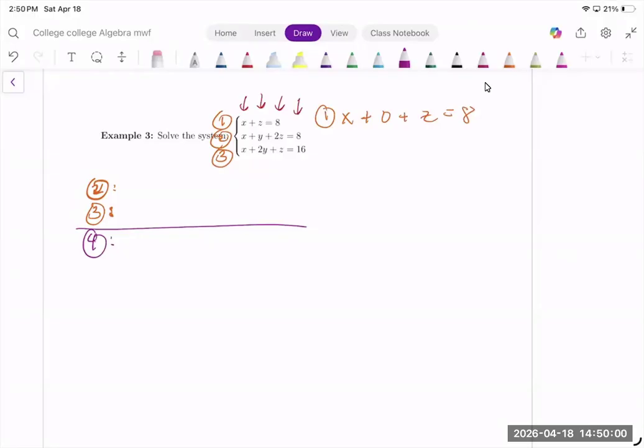So I'm looking here. I'm going to run a -2 through equation 2 so that when I add it to equation 3, X plus 2Y plus Z equals 16, the 2Y's zero out. So -2 times X is -2X. -2 times Y is -2Y. 2Z times -2 is -4Z. And then 8 times -2 is -16.